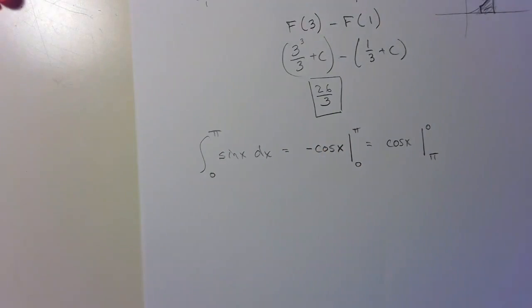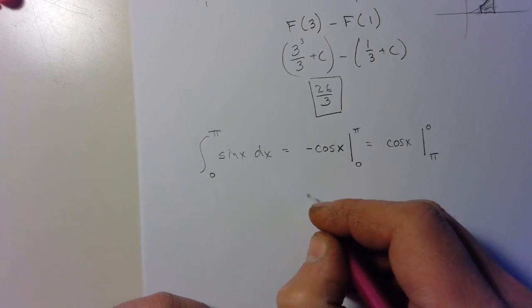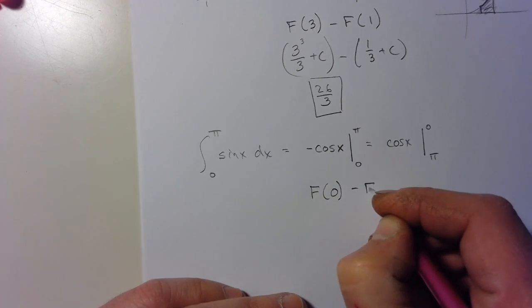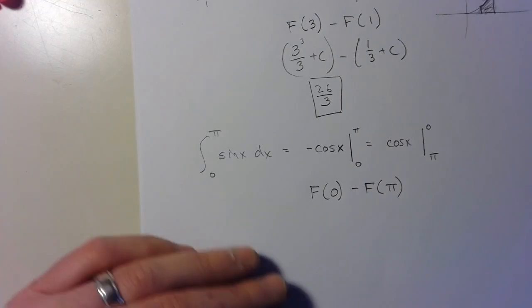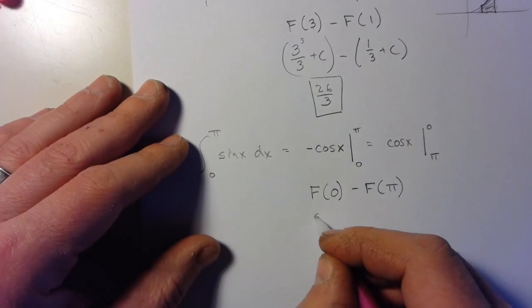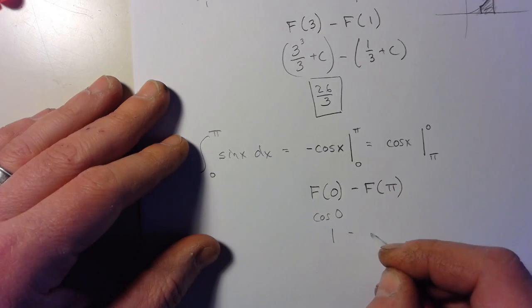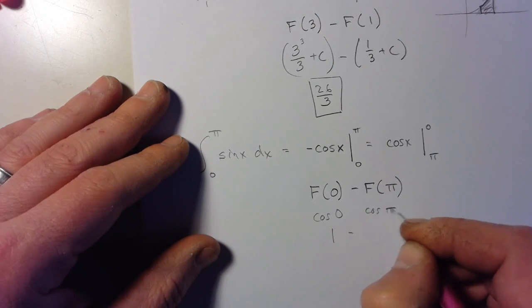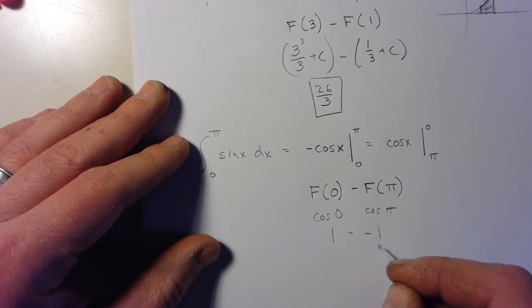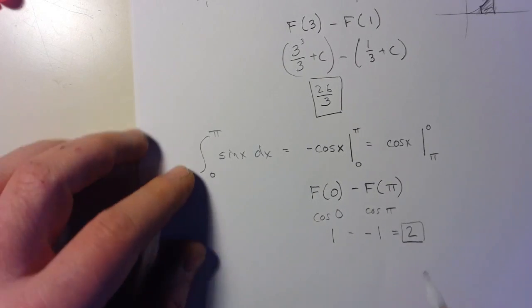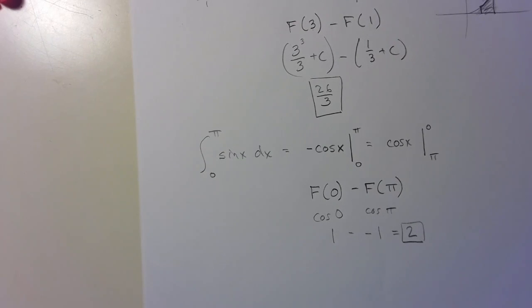Notice that. You can keep the negative if you want. Personally, I lose track of negative signs, so I'm not going to keep it. Okay. So now I'm going to do big F of 0 minus big F of pi. Cosine of 0, that's 1, minus cosine of pi. Cosine of pi is negative 1. So minus negative. So 1 minus negative 1, that's 2. So the area from 0 to pi is 2.